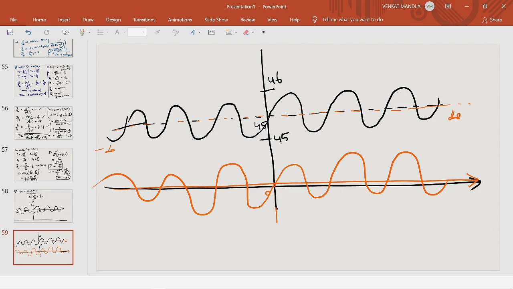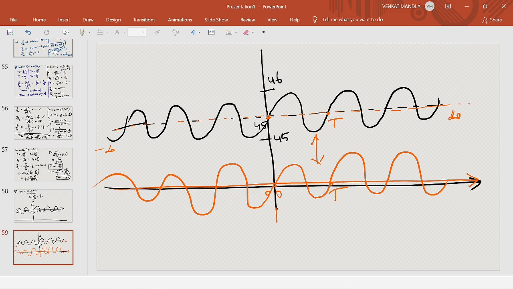So addition of a DC value to the periodic signal will not affect the periodicity. So periodicity does not change. What is the period? The period is the same as this one. These two have the same period. This is t, the time axis.